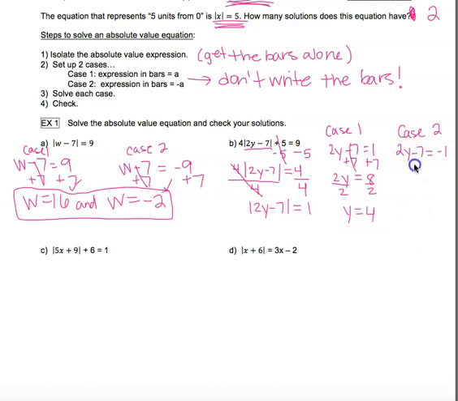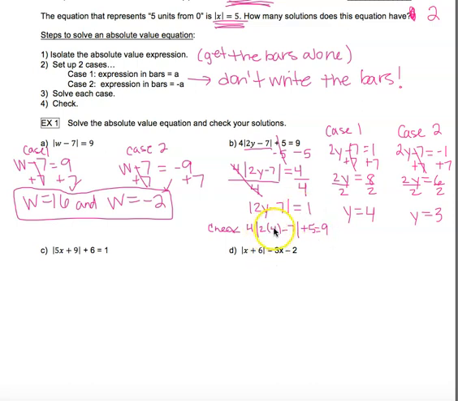Now solve case 2. Add 7 to both sides. That gives me 2y equals 6 this time, because it's negative 1 plus 7. Divide both sides by 2. I get y equals 3. So now I need to check it. So make sure you use order of operations when you check. So when I go to check, here I have 4 times the absolute value of 2 times 4 minus 7 plus 5, and I want that to equal 9.